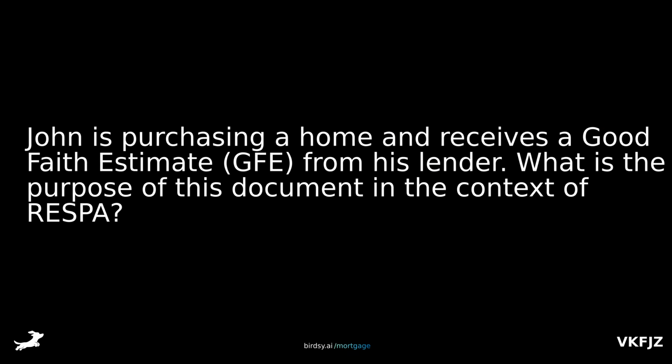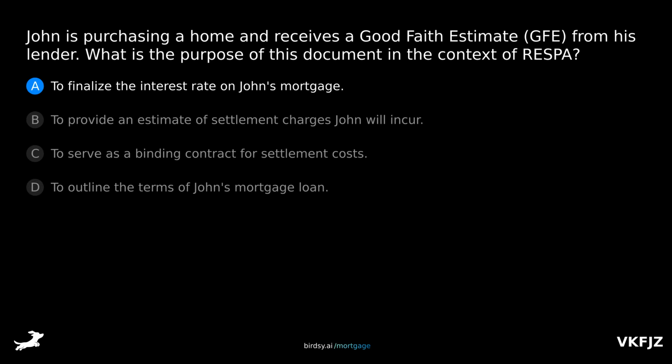John is purchasing a home and receives a good faith estimate from his lender. What is the purpose of this document in the context of RESPA? Is it A, to finalize the interest rate on John's mortgage? B, to provide an estimate of settlement charges John will incur? C, to serve as a binding contract for settlement costs? Or D, to outline the terms of John's mortgage loan?